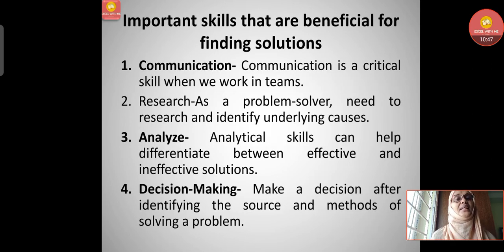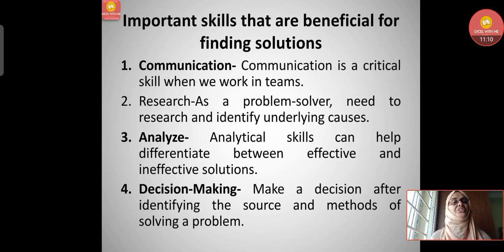Now let's understand the important skills that are beneficial for finding solutions for these problems. First one is communication. Obviously, communication is a critical skill when we work in teams. If we won't be able to communicate properly with our peers or team members, our problem will never get solved.